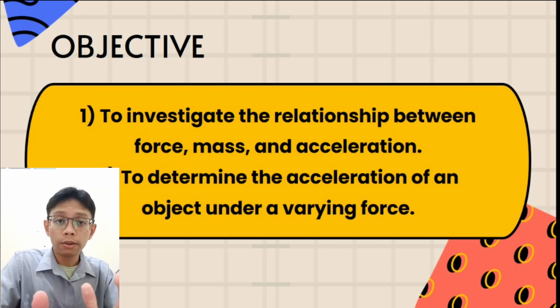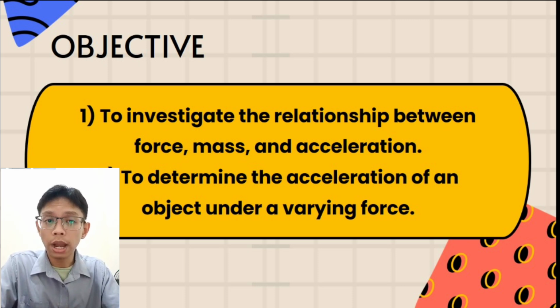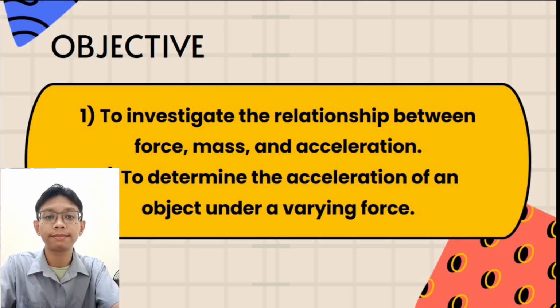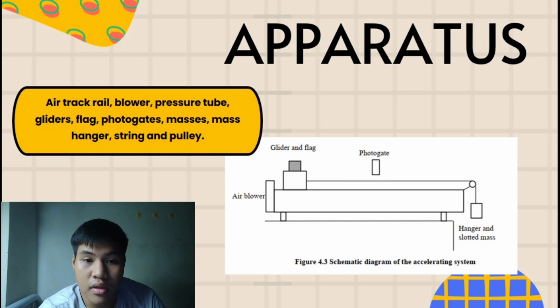So, in this experiment, we are actually trying to prove the statement from Newton's second law of motion. Is that statement correct or not? The apparatus for the linear motion experiment is an air track, a door, a pressure tube, gliders, a flag, a photogate, masses, a mass hanger, string, and a pulley.